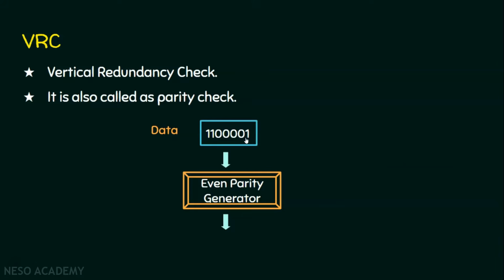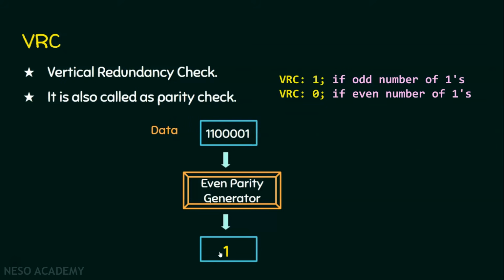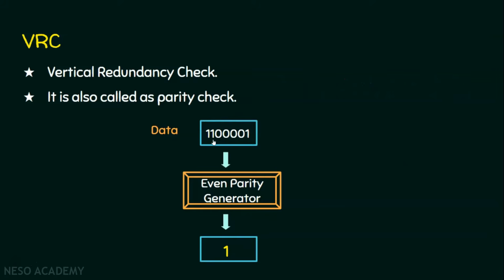1, 2, 3. There are 3 ones and 3 is an odd number. So it creates the VRC, that is the redundant bit, called the VRC bit, as 1 here. Because this 1 indicates that there are an odd number of ones in the data. An odd number of ones means there may be only one 1 in the data, or 3 ones, or 5 ones, or 7 ones. In this case there are 3 ones, so it generates 1 as the parity bit. This parity bit is also called a redundant bit, and here it is called a VRC bit or parity check. It appends this 1 to the data and sends that to the receiver.